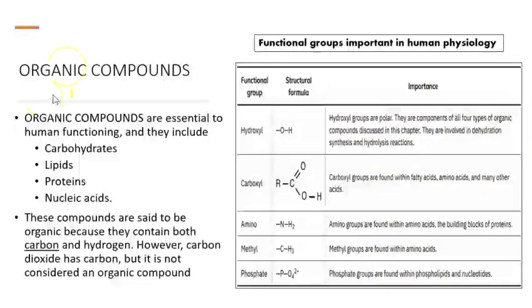Okay, the next topic is organic compounds. An organic compound is considered one that contains carbon. So if it contains carbon, it's considered an organic compound, but carbon dioxide has carbon, but it is not considered an organic compound. So examples of organic compounds that we're going to have are going to be carbohydrates, lipids, proteins, nucleic acids. So let's take a look at this.